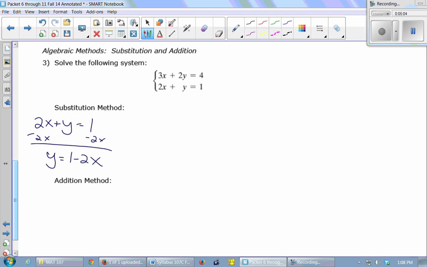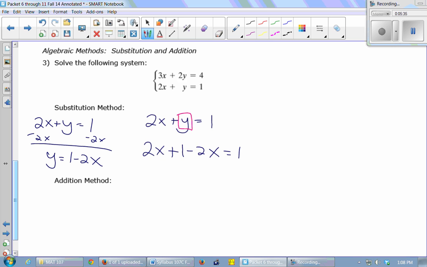Then I go to my other equation. And instead of a y, I'm going to substitute the thing that y equals. That's why this method is called substitution. So instead of 3x plus 2y, I'm going to write 3x plus 2 times the thing that y equals. Substitute that thing because it's the same as y. 1 minus 2x equals 4.